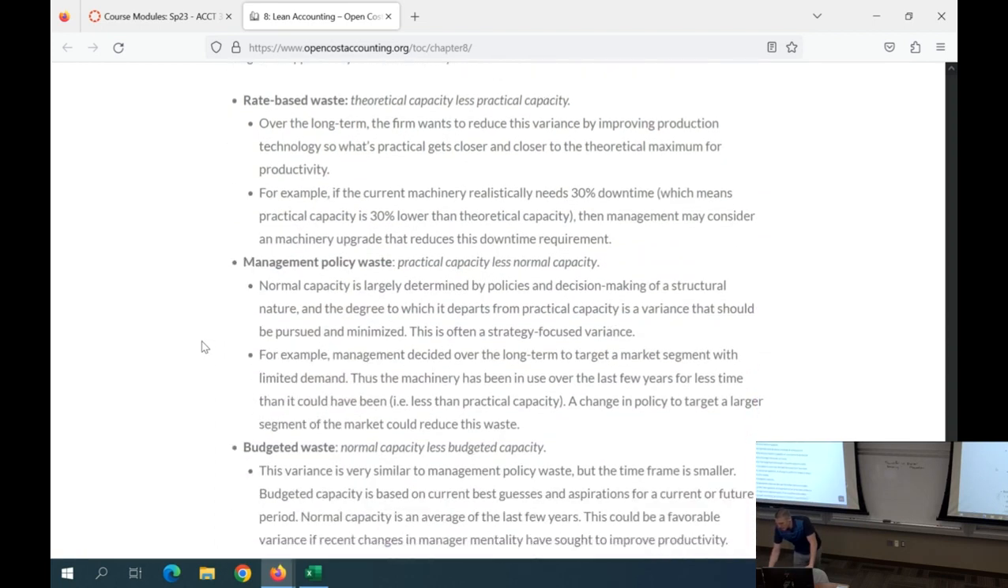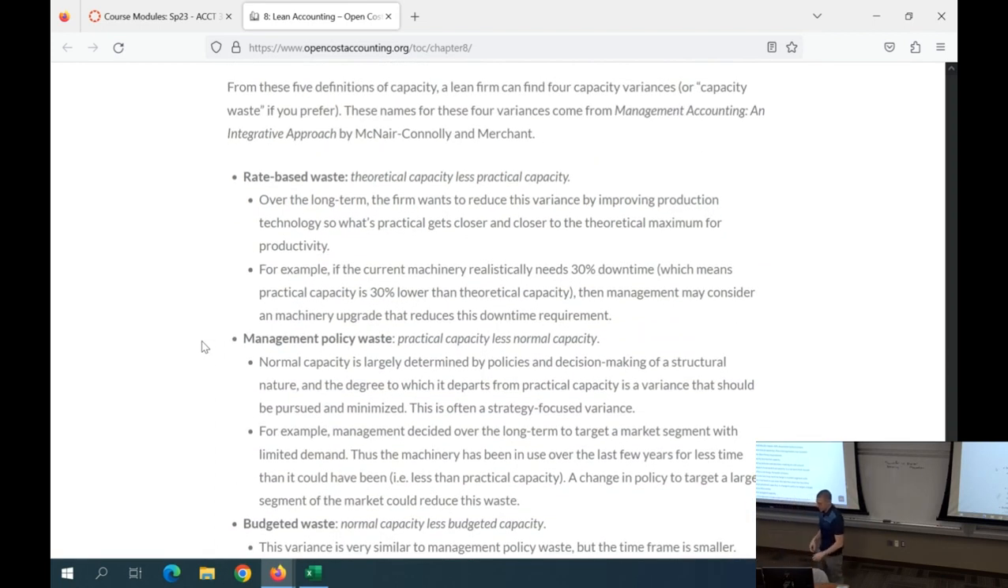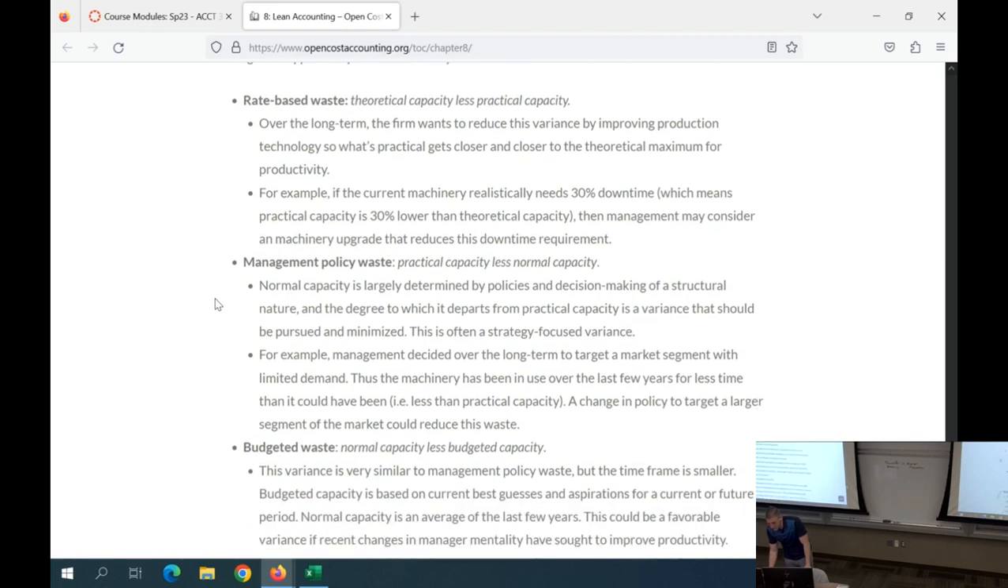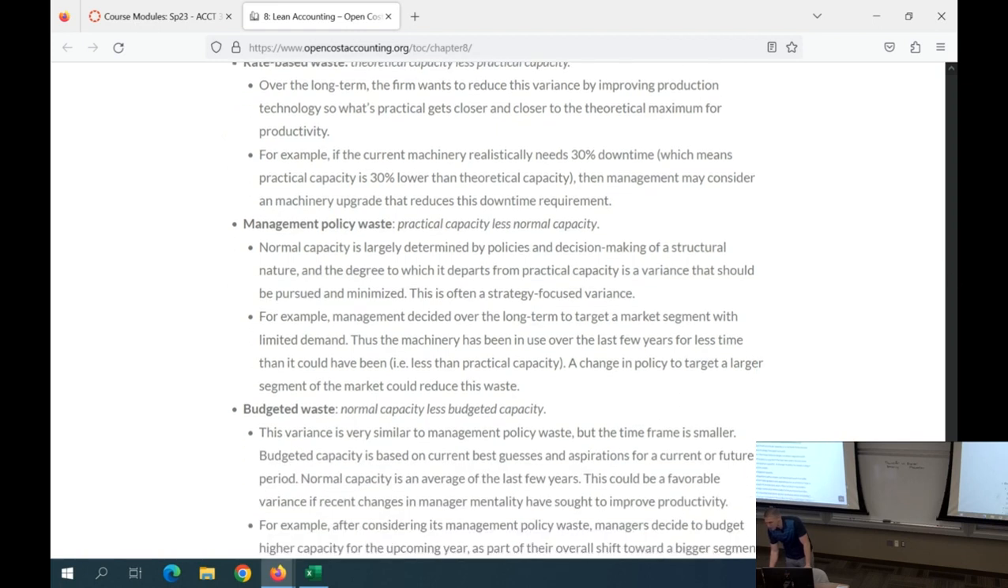are the capacity measures that I took these names and I give it credit. I don't think I'm doing anything wrong by taking their names. It's just names from practice of these 4 types of waste, of idle capacity waste, from Management Accounting, an Integrated Approach by McNair, Connolly, and Merchant. I think it might be Merchant, actually. He's a relatively well-known accounting professor, and relatively is the key word in that sentence. How well-known are accounting professors, really? But among accounting professors, yeah, it's kind of a big deal.